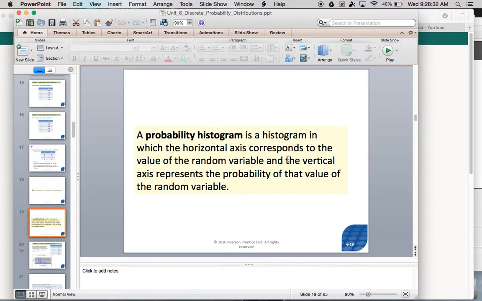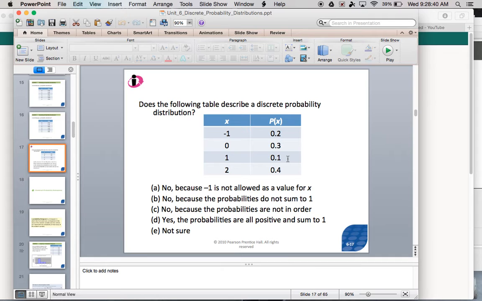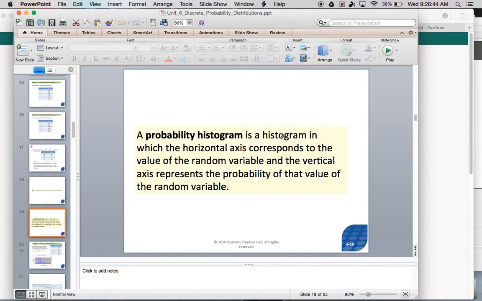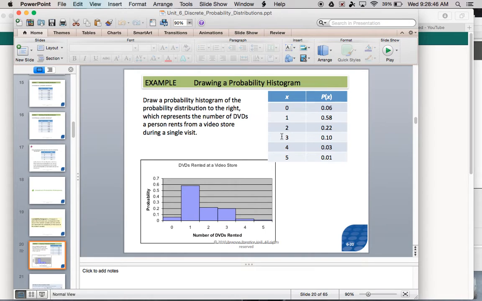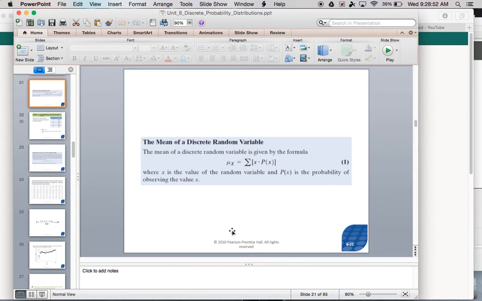Probability histogram, in which the horizontal axis corresponds to the value of the random variable, and the vertical axis represents the probability of that value. So going back, these would be the x values, these would be the y values. And there you could see it. Probabilities over here on the left, x values on the bottom.